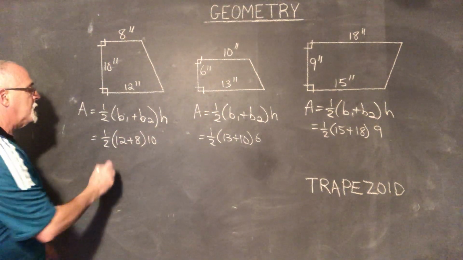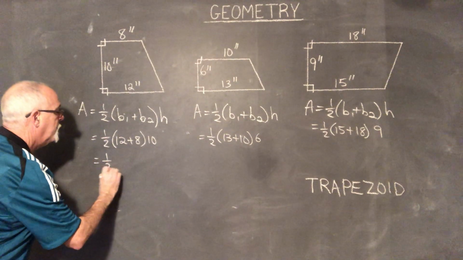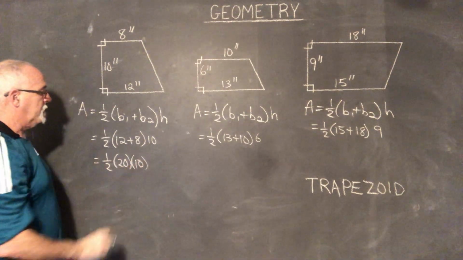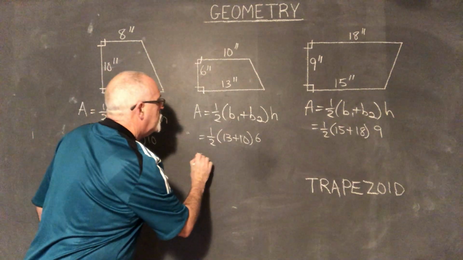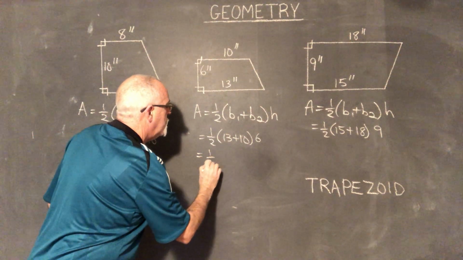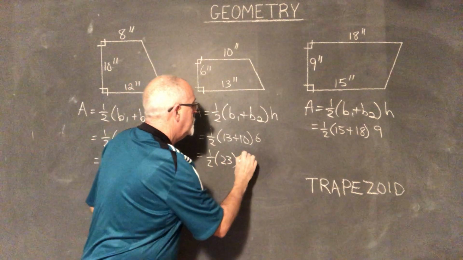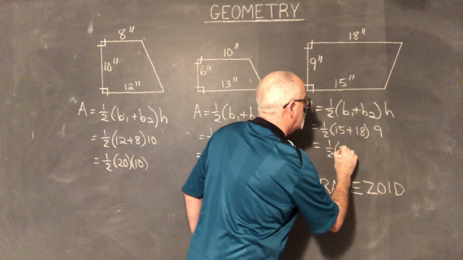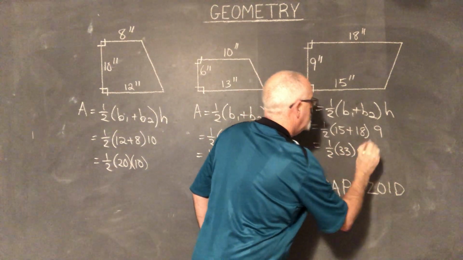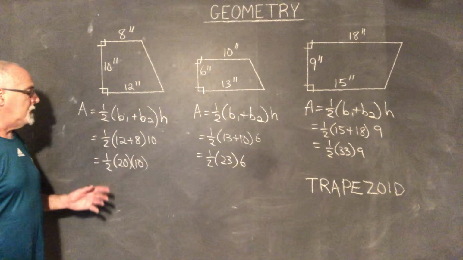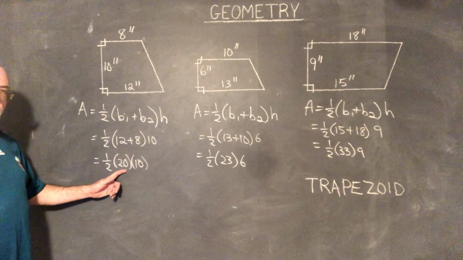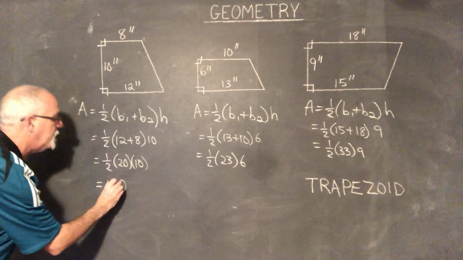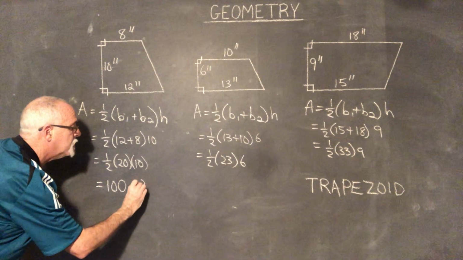Okay, 12 plus 8 is 20. So we have 1/2 times 20 times 10. I can put another bracket there if I want. I don't really know if I need it. Equals here, 13 plus 10 is 23. 1/2 times 23 times 6. And here 1/2, 15 plus 18 is 33 times 9. Didn't use the extra brackets in those ones. I don't need them. Okay, 1/2 of 20 is 10, and 10 times 10 equals 100. Wow, this one happens to have an area of 100 square inches.